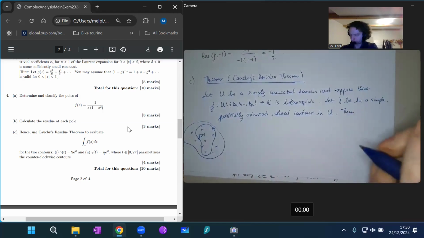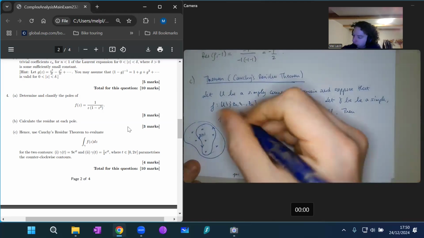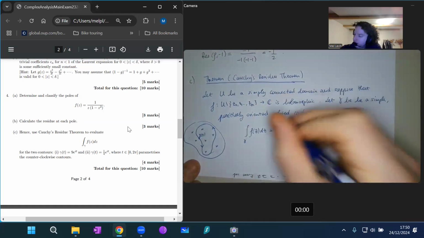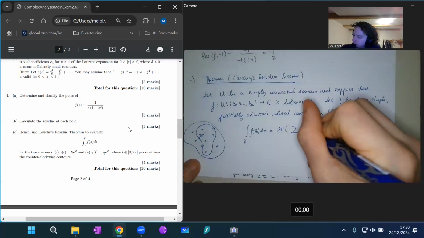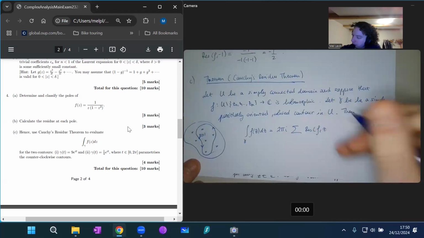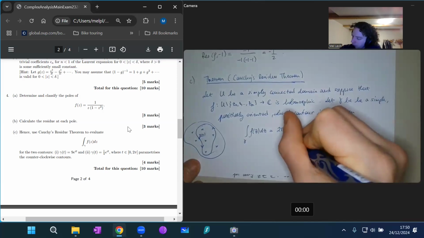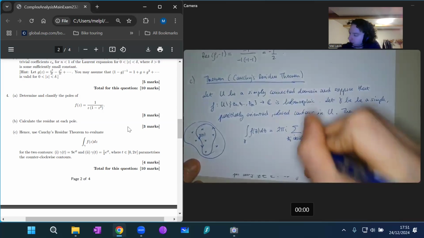Then the integral over gamma of f of z dz is equal to 2 pi i times the sum of the residues of f at z_i, where the sum runs over the z_i inside gamma.